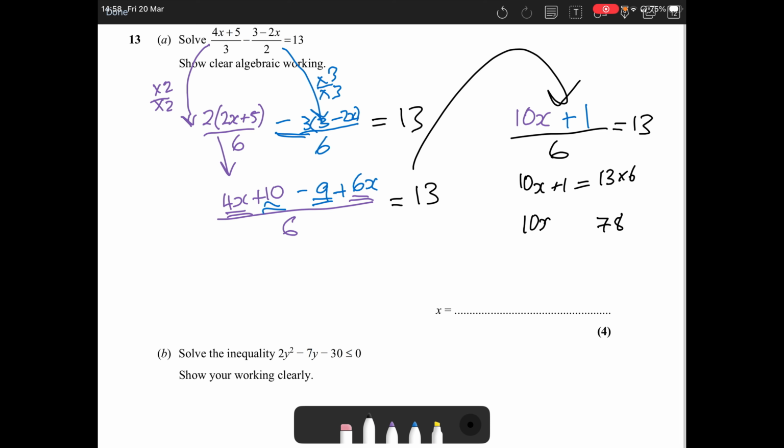So 10x plus 1 is 78. So 10x equals 77. So x is 7.7. Don't know why I wrote x there because it's already in the answer line. Is 7.7 right? Let me check the answer. It most certainly is not.